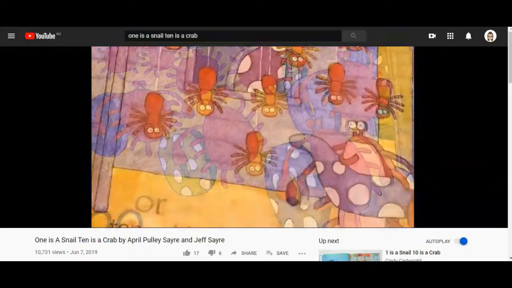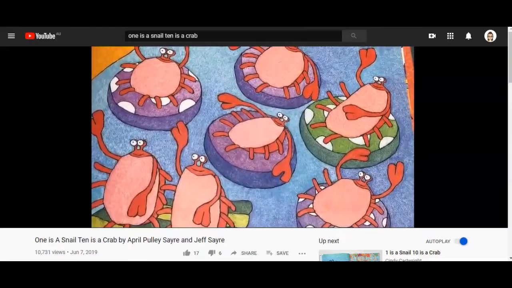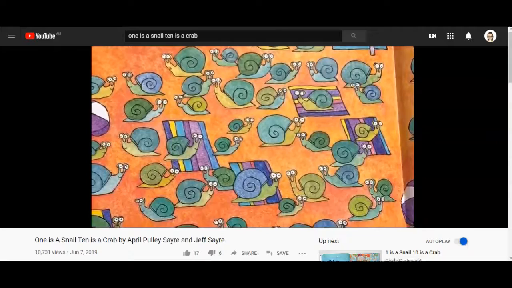So 100 is 10 crabs, or if you're really counting slowly, 100 snails. The end.